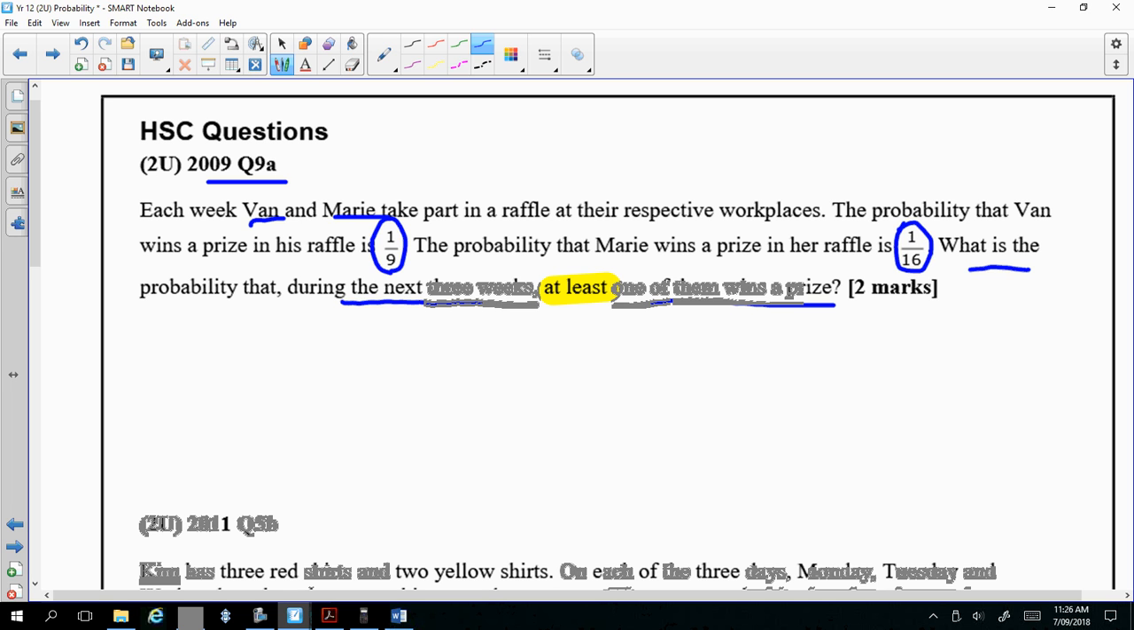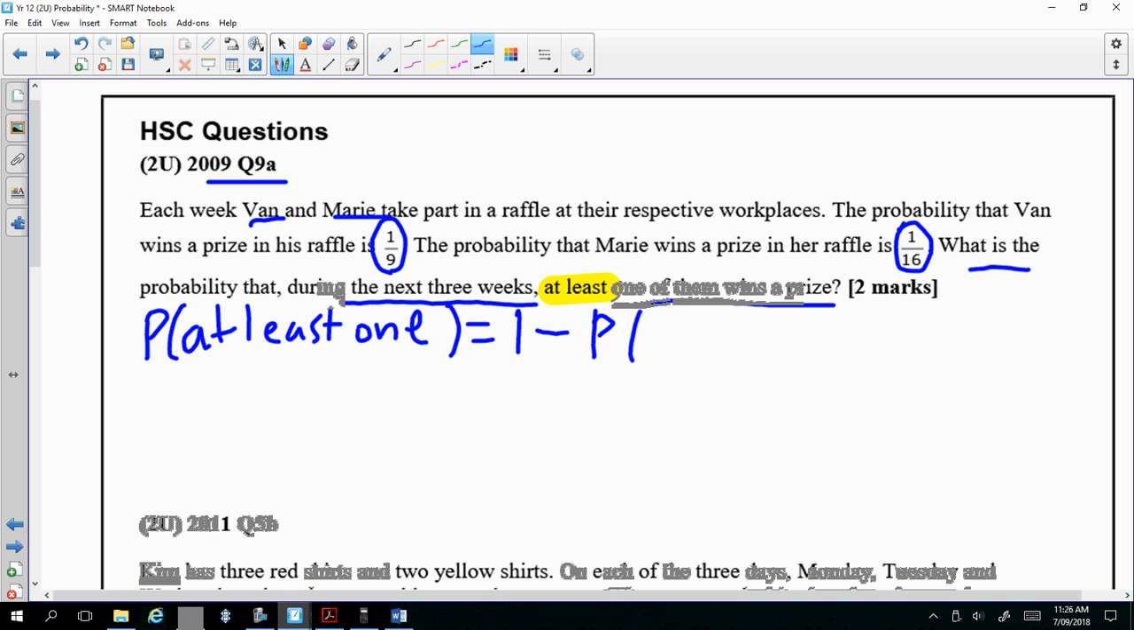Complementary. So we do the complementary. At least one means 1 minus what? At least one win, one of them has to win. What's the complementary to it? No one wins. Very good. No one wins. Specifically, no one wins for 3 weeks. So what do you do?